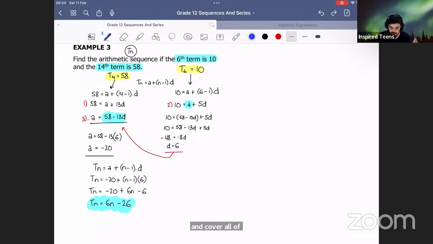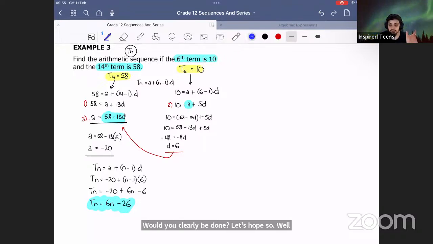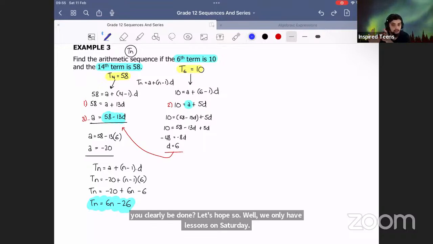Is the question complete? Yes, the question is complete. When will we do geometric? Hopefully by next week. Would Euclidean be done? Let's hope so. Will we only have lessons on Saturday, or could we do it in the week? So yeah, that's what's in the works.